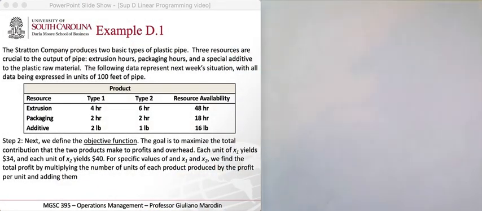So let's say this example, okay? You have Stratton Company that produces two basic types of plastic pipes. Three resources are crucial for that output. We have extrusion hours, we have packaging hours, and we have an additive that we use for the raw material. Here is what represents 100 feet of pipe. We have products, type 1 product and type 2 product, and how many hours it takes of extrusion, let's say type 1 takes 4 hours of extrusion.